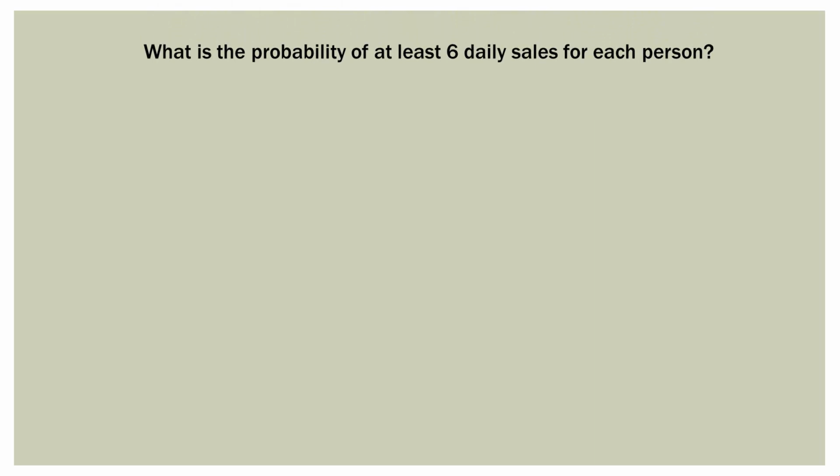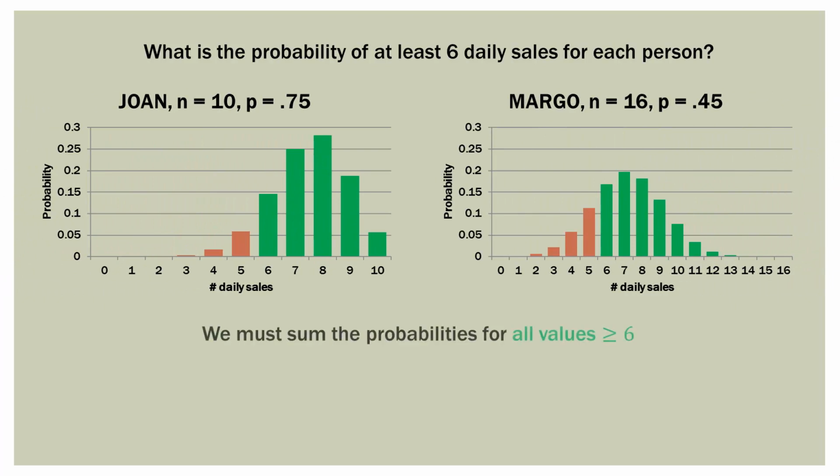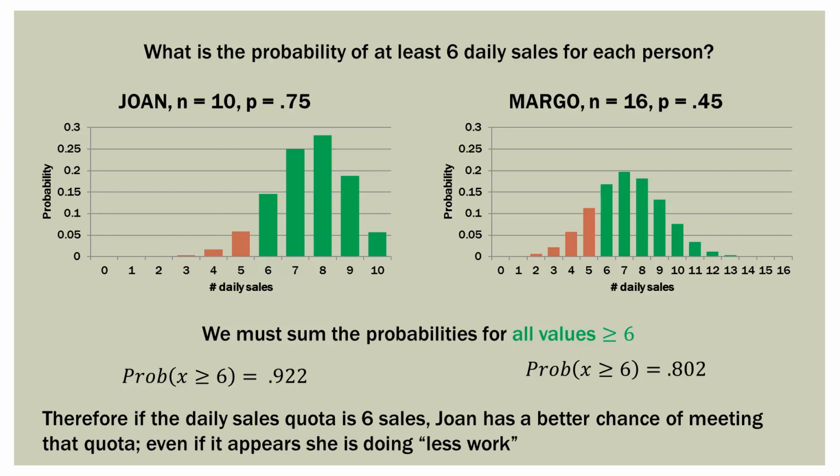So, what is the probability of at least 6 daily sales for each person? Well, here's Joan's graph, and here's Margot's distribution. So we can sum up the probabilities that are all 6 or greater. Or we can do the reverse. Remember, we found the cumulative probability up to and including 5, and then subtracted that from 1, and that gives us the green part. But either way, for Joan, that probability is 0.922, and for Margot, it was 0.802. So, therefore, if the daily sales quota is 6 sales, Joan has a much better chance of meeting that quota, even if it appears she is doing, quote, less work.